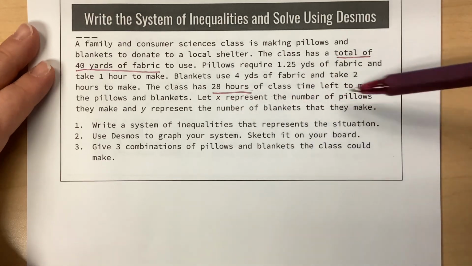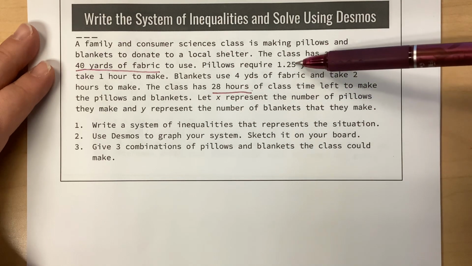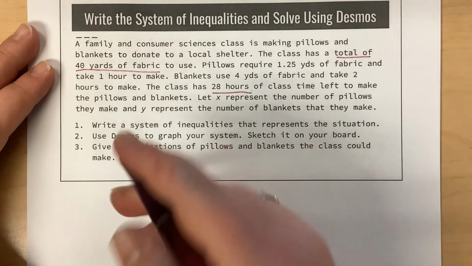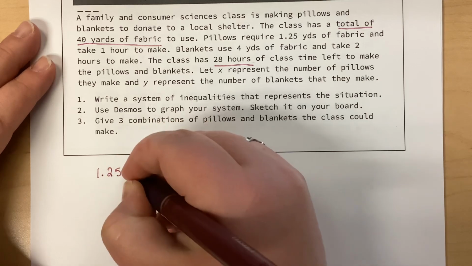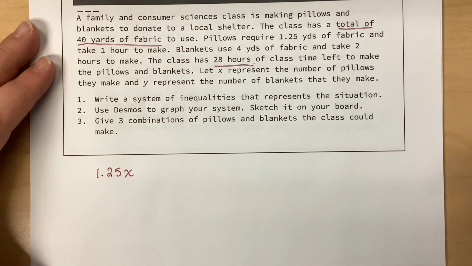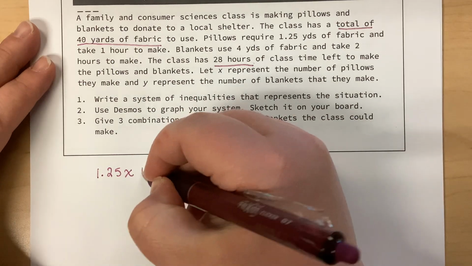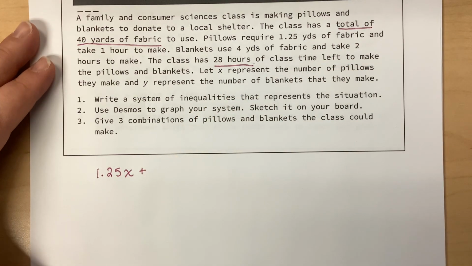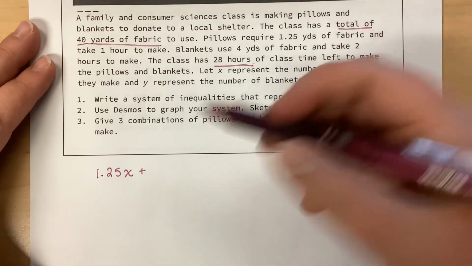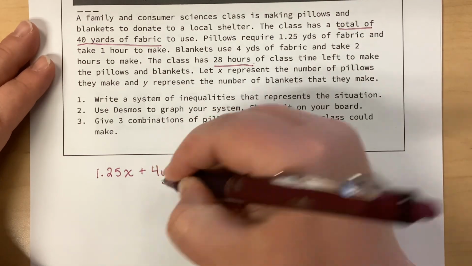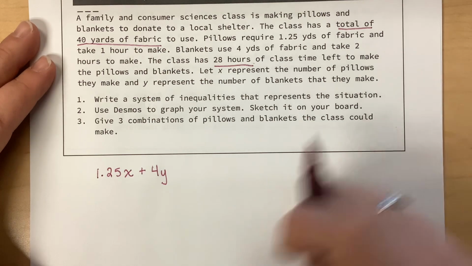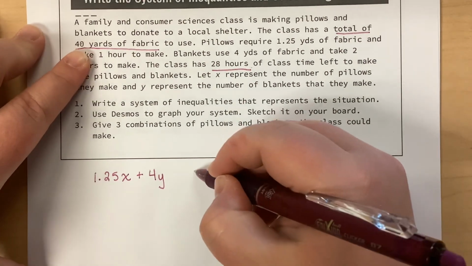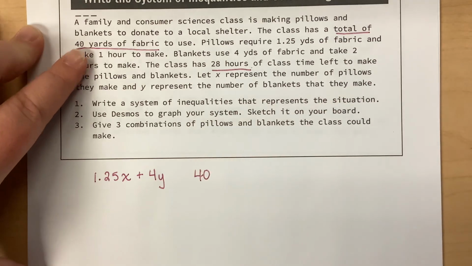So we know that X represents the number of pillows, and each pillow is 1.25 yards of fabric. So if I take 1.25 and multiply by the number of pillows that I make, I will get the total amount of fabric needed to make those pillows. And then if I add that to how much fabric blankets need, which is 4 yards, so 4 times the number of blankets would give me the amount of fabric needed to make those blankets. Now, I know that I only have 40 yards. That's the total that's going to go on the other side of my inequality.